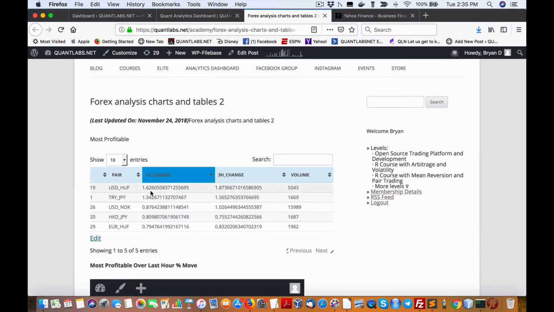This one we talked about yesterday. USD and Huff 1.62. This one I didn't see coming, but as Asia approaches from 2:35 to 4 or 5 o'clock, you'll start to see some of the Asian pairs come about. But there's something definitely going on with the Euro Huff.